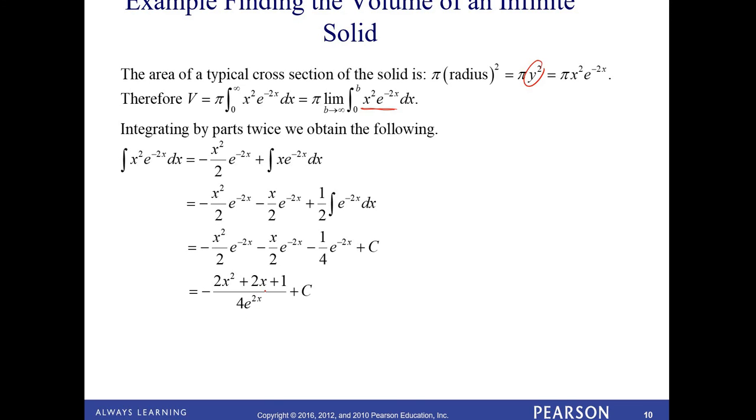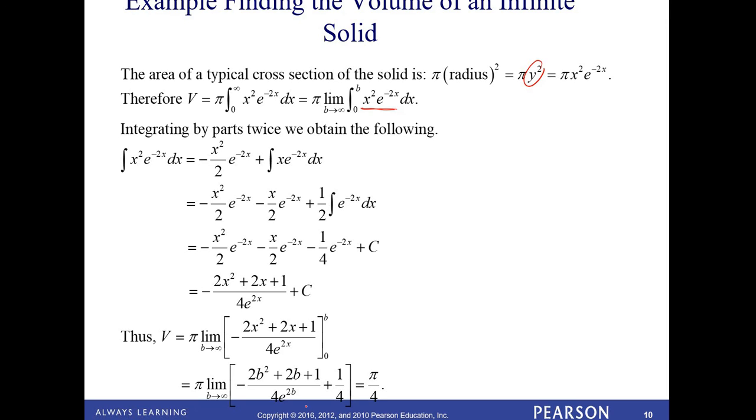So this is my function. You notice how they factored out the e to the negative 2x, found a common denominator to clean it up a little bit. So evaluating this as b approaches infinity from 0 to b. And again, they haven't shown everything here, but we do get pi times 1/4. As b approaches infinity, this whole piece approaches 0.